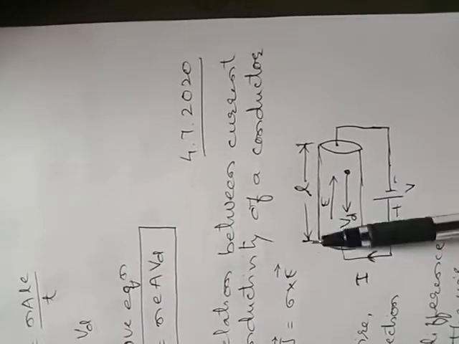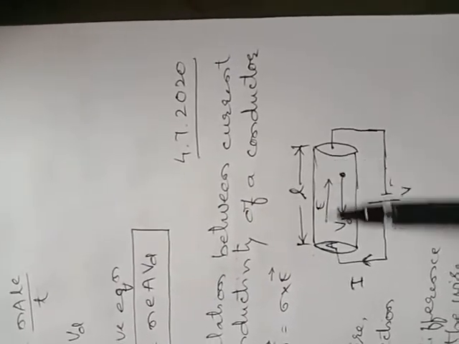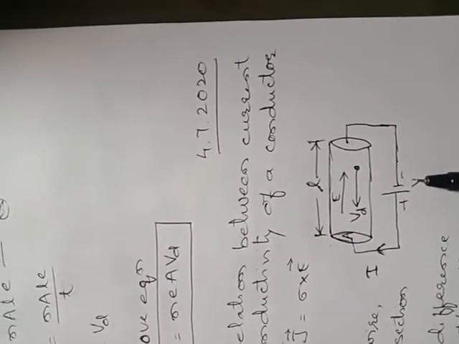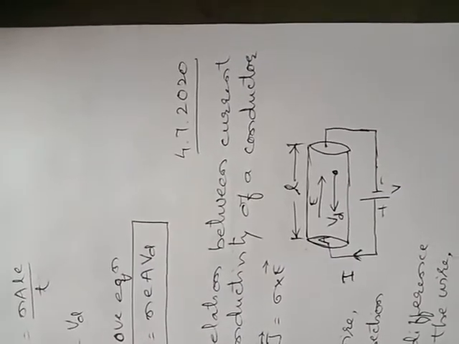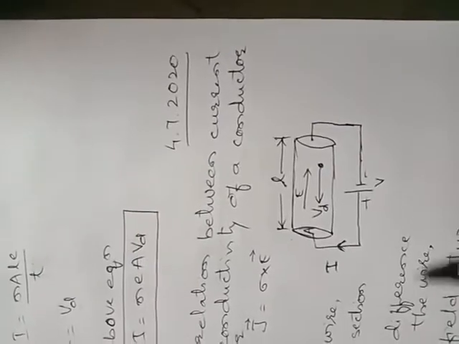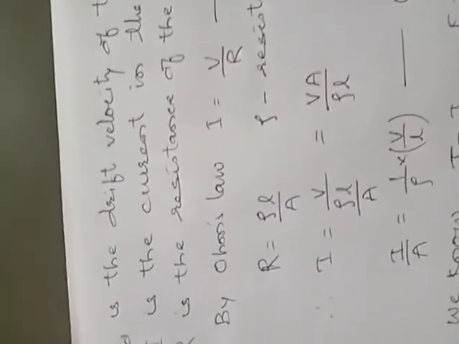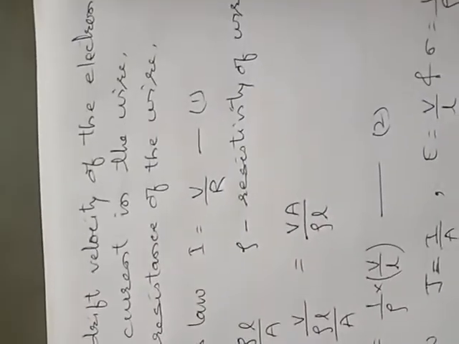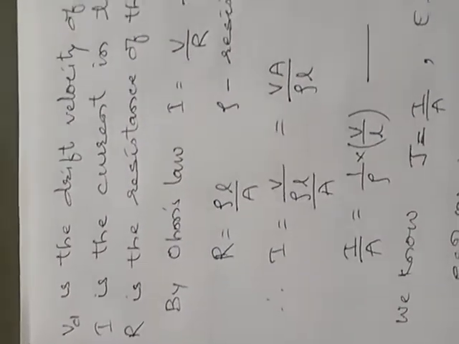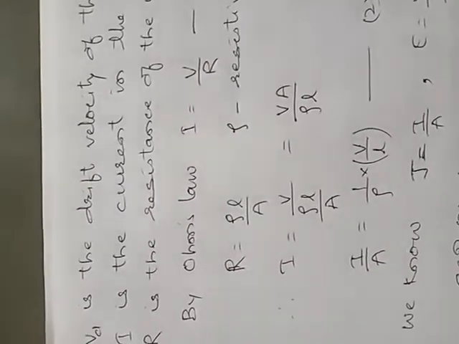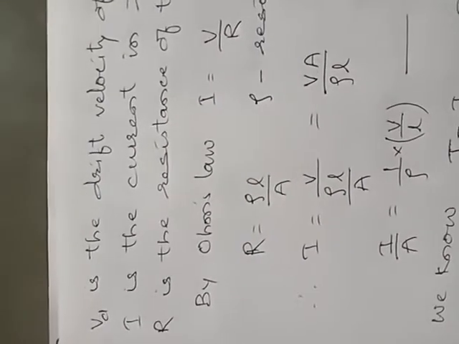Here we have to consider: L is the length of the wire, A is the area of cross section, V is the potential difference applied across the wire, E is the electric field set up in the wire. Okay, so this much description we have to do. After this, Vd is the drift velocity of the electrons, I is the current in the wire, R is the resistance of the wire. This much we have explained on the basis of the diagram.